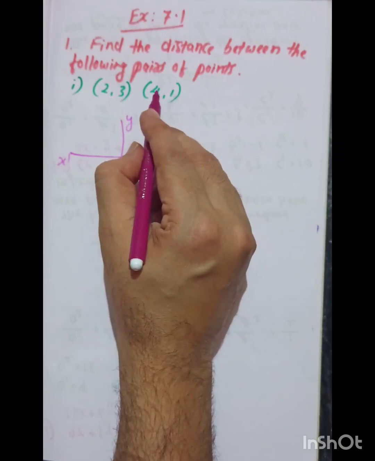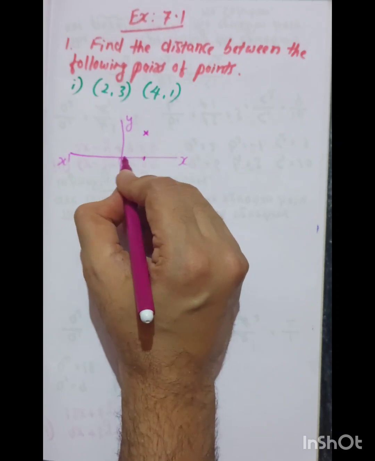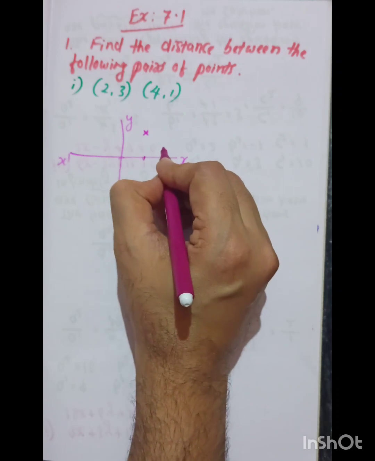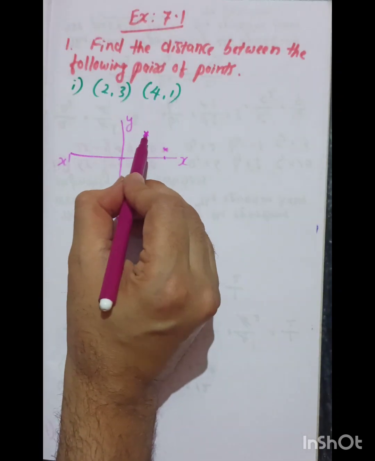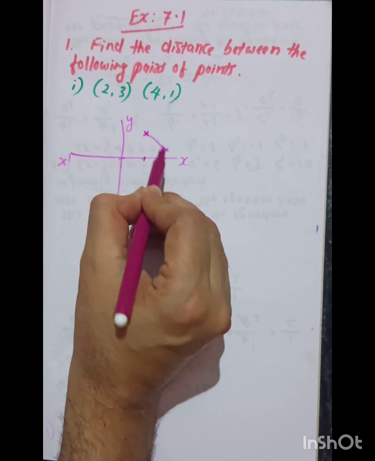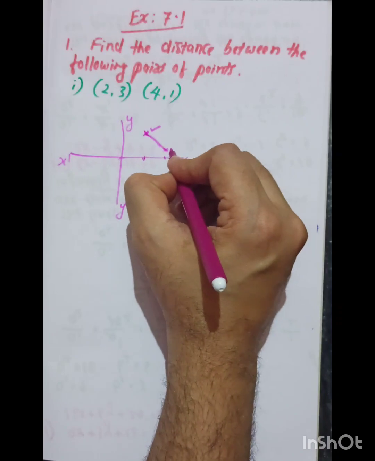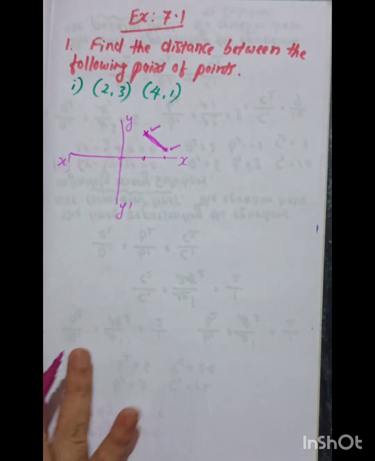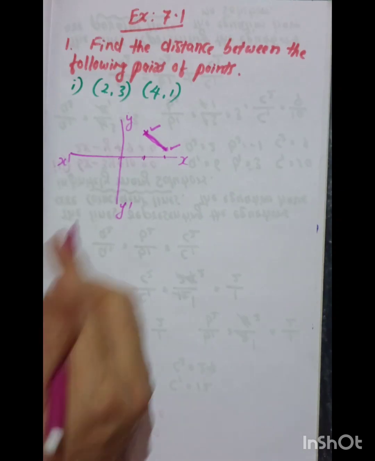And secondly, (4, 1). 4 on the x axis is again the plus symbol. 4 comes here and 1 means the point (4, 1) comes here. We have to find the distance between this point and this point. This is the first point, this is the second point. We have to find out the distance of this. To find this, we have to use the formula. Let's see how to do that.